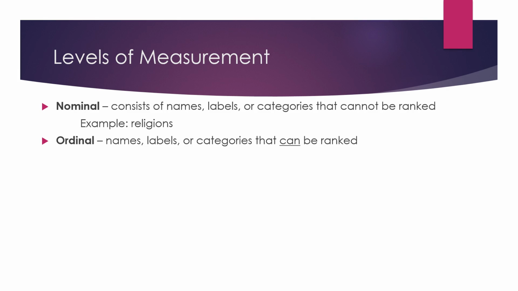Ordinal data, on the other hand, are names, labels, or categories that can be ranked. So ordinal, order. So for example, grades A, B, C, D, E, and F, these are just categories and labels that are put to a grade that you receive in a class. However, there is an order to them. So A is better than a B is better than a C, and so on.